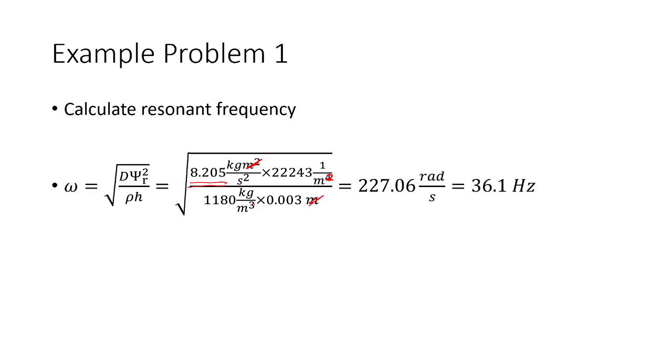This meter will cancel out 1 meter here and make this squared. Therefore, both of them have a meter squared in the denominator, so that cancels out. Both of them have kilograms in the numerator, so those cancel out. And we're just left with 1 over seconds squared as the units. Because there's a square root on the outside, the ultimate units are going to be 1 over seconds, which are the units of frequency. So that comes out to be 227.06 radians per second, and when we divide that by 2 pi, we get 36.1 hertz.